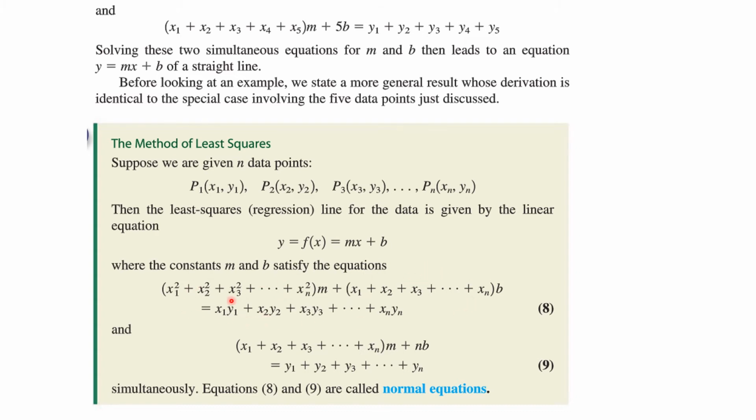So we take the summation of the squares times m plus the summation of the x's times b is equal to these products. And the other equation is the summation of the x's times m plus n, the number of data points we have, times b is equal to the summation of the y's. These two equations are called the normal equations, and these are the equations that we will have to solve to find m and b in general.